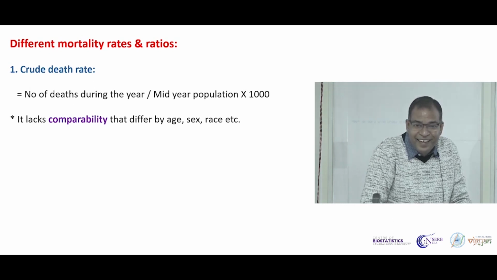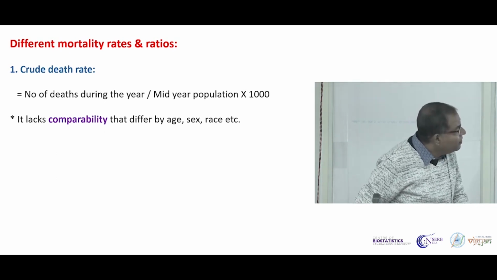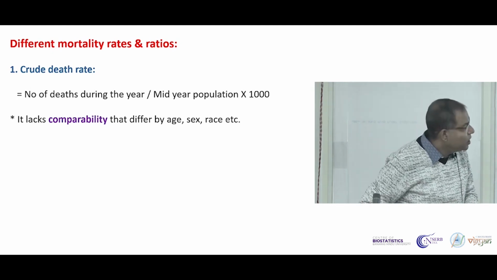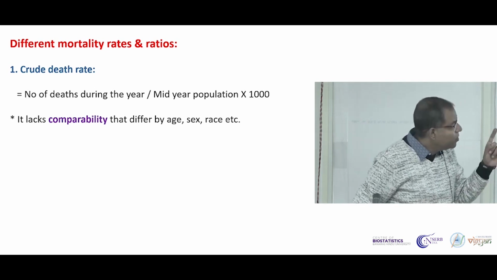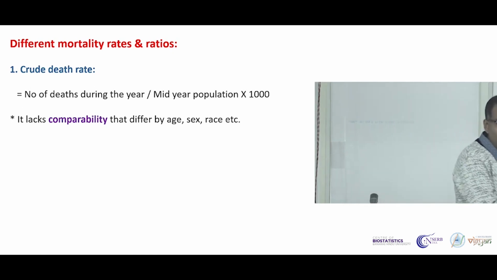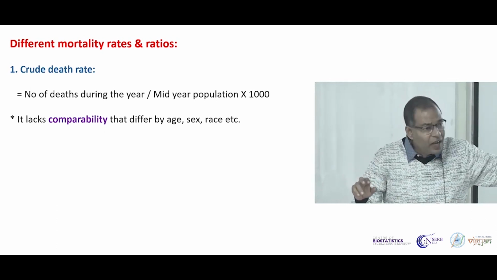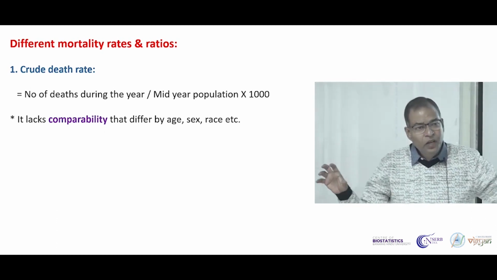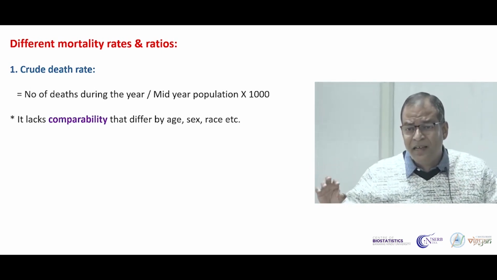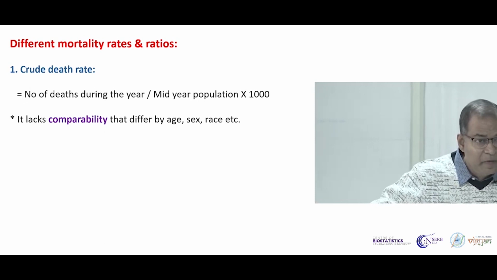Casually, it's the total number of deaths. So what is the numerator here? The numerator is the number of deaths during the year divided by the mid-year population into 1000. Why do we call it crude? Because it lacks comparability. Say for example, there are two villages, village A and village B. In village A we have calculated the crude death rate, and in village B we have also calculated the crude death rate. Now if the crude death rate is higher in village B, then we might say, see sir, mortality risk is more in village B.